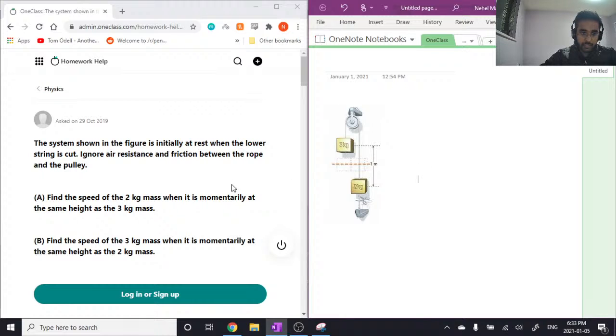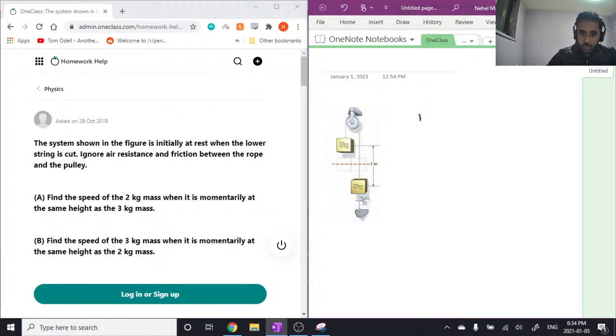So the first part is find the speed of the 2 kg mass when it is momentarily at the same height as the 3 kg mass. So again, if we apply the principle of conservation of string, we know that these would be at the same height when they are at this middle point. So if they're initially 1 meter apart, they would be at the same height when both the masses meet at the middle point, which is they travel 0.5 meters. Now, to find the speed, we know the distance it travels, so we can use one of the equations of motions.